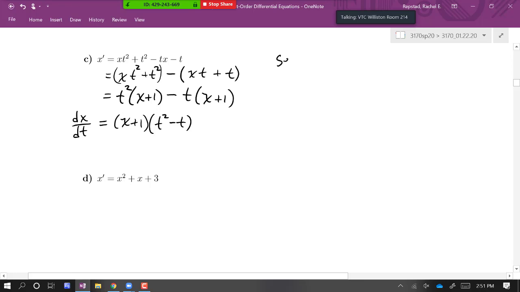So this is separable. In the notation of the definition on the last page, we would say that g of t is t squared minus t. H of x is x plus 1.